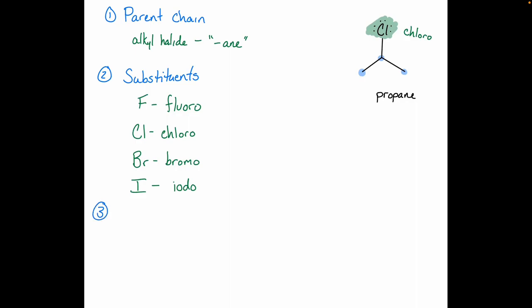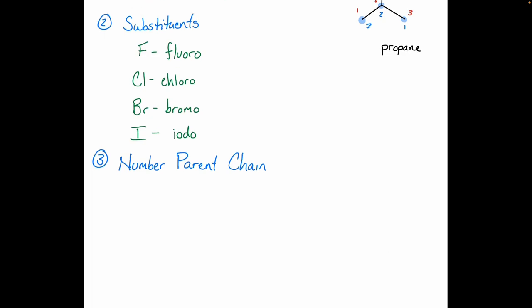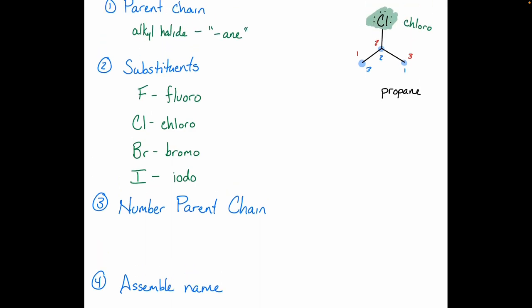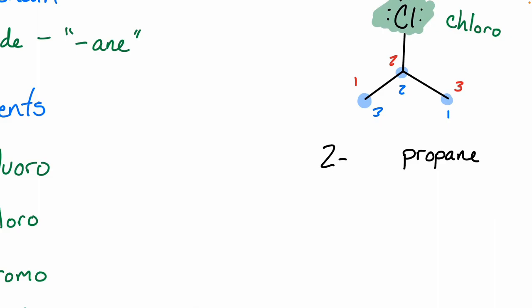Our next step is to number that parent chain. All right, so if I go both directions, 1, 2, 3, 1, 2, 3, I get the same. So then lastly, we're going to assemble the name. So this would be 2-chloropropane.